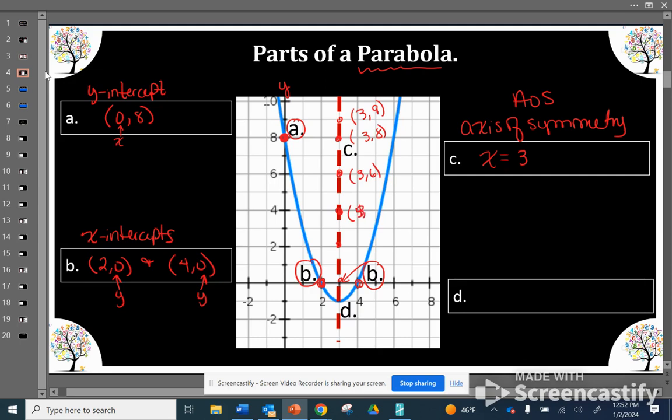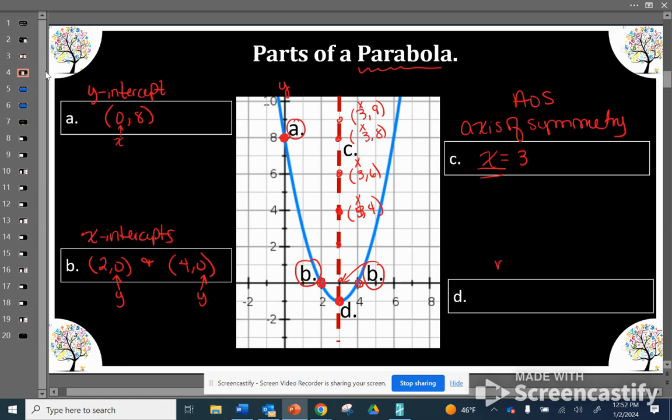And 3 comma 4. So we can see where it is. X is 3. X is 3. So that's where the equation comes from. All of the coordinates, the x coordinates, are 3. And then we have our vertex that we have already spoken about.